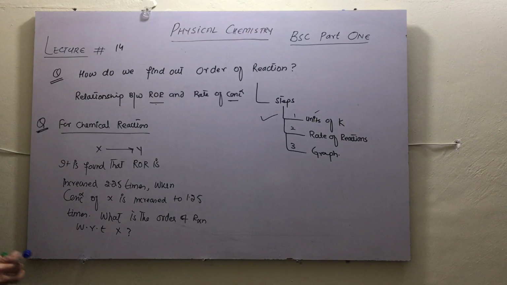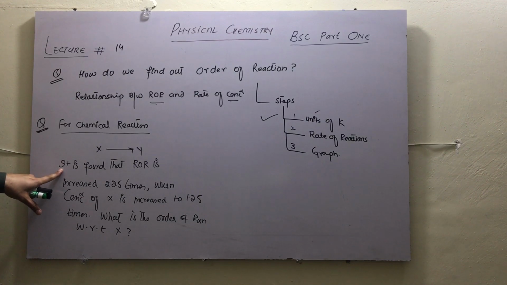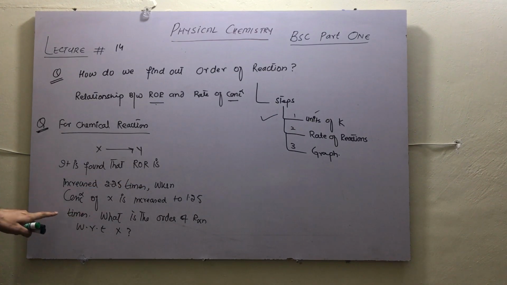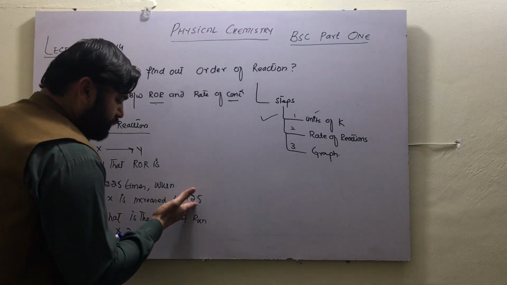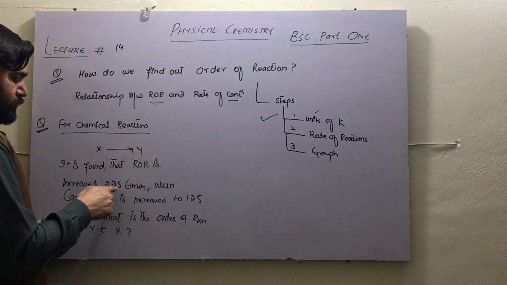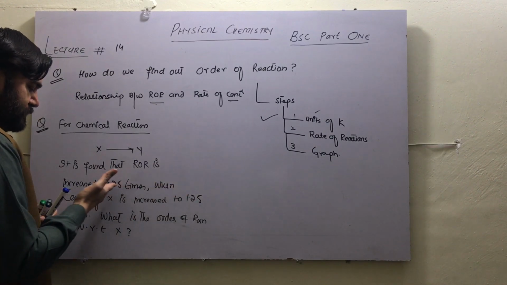This is the question. Let me repeat the question. For a chemical reaction, X is getting converted to Y. It is found that the rate of reaction is increased by 2.5 times when the concentration of X is increased to 1.25. What is the order of reaction? From the chemical reaction you can easily add. Now, what is the double of 1.25? This is 1.25 and the product is 2.25. So the double of 1.25 is 2.25.